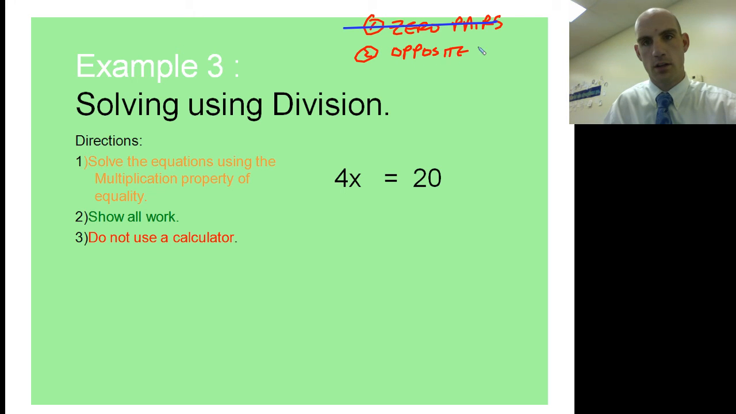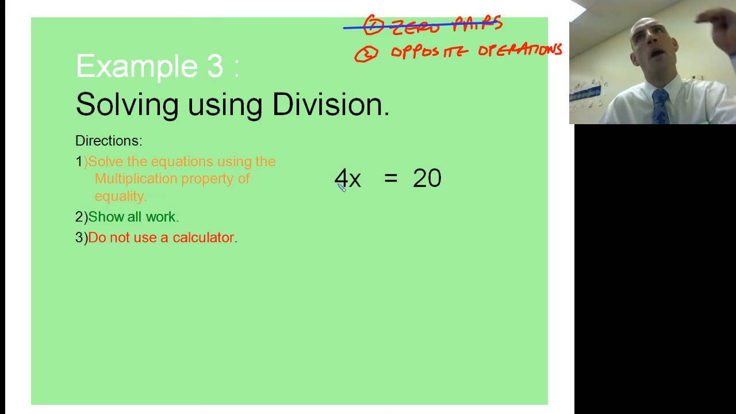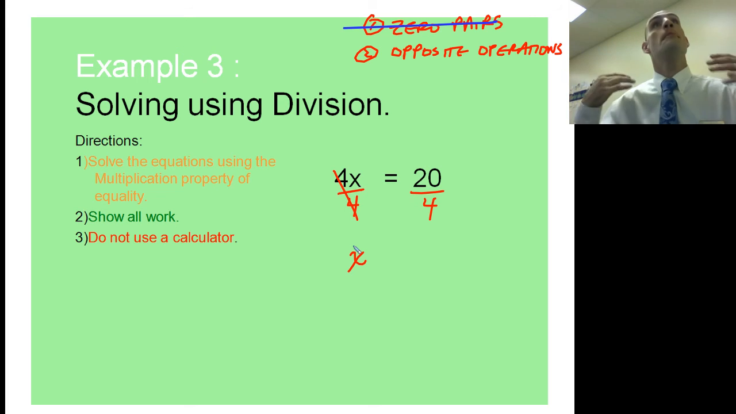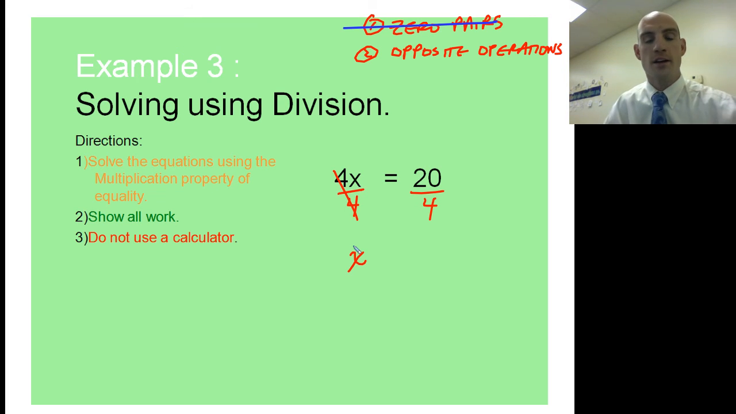Opposite operations. So, if I'm multiplying x by 4, which is what 4x means, to do the opposite of that, it's going to be division by 4. And I'll have to divide the other side by 4 because I must do the same thing to both sides. And so when I divide 4x by 4, I simply get x.